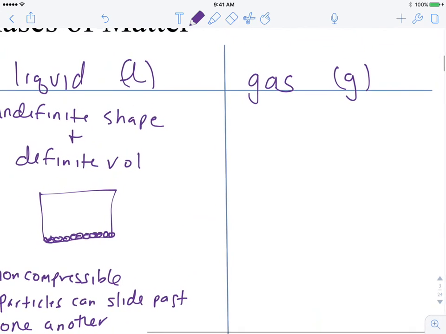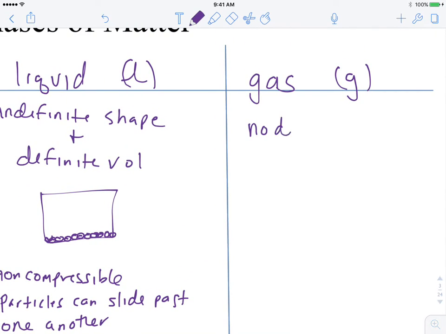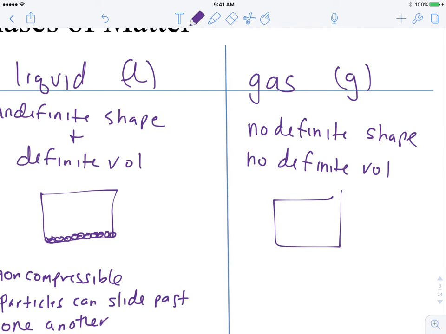The last phase of matter is gas. In gas, there's no definite shape. There's no definite volume. If I were to draw a picture of it, I would have the particles spread out. And we're going to do a whole unit just dedicated to gases. Gases are compressible. So we'll talk more about what it means to be a gas, but importantly now is being able to look at a diagram and tell what phase it is, and whether or not it has a definite shape or volume, and if it's compressible.